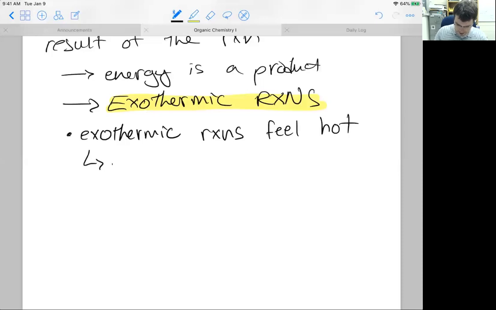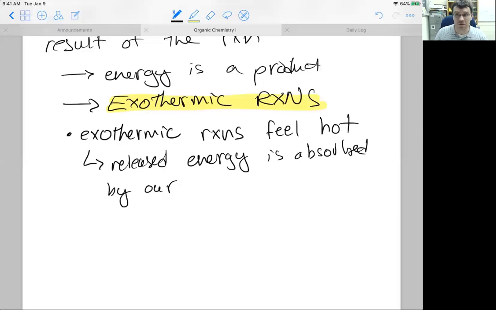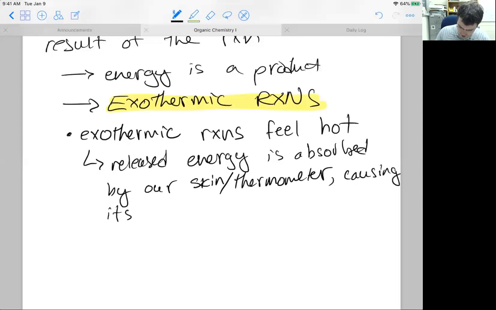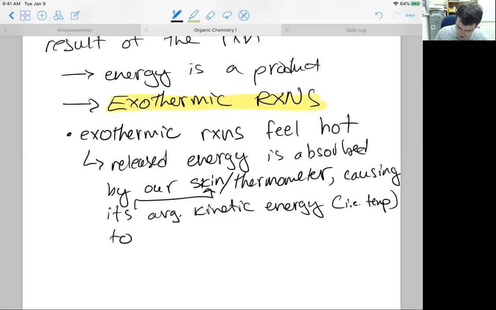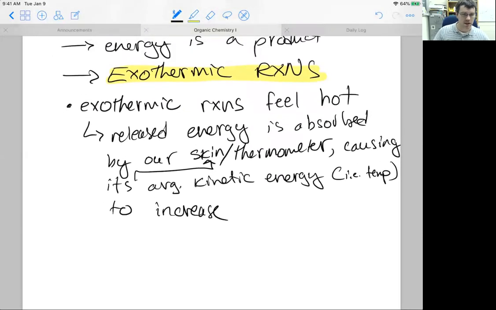The released energy is absorbed by our skin or some other sensor, hopefully a more sophisticated sensor like a thermometer. But anyway, it is absorbed by our skin. I should include thermometer here. Causing its, just to clarify what I'm talking about when I say its, the skin or thermometer, its average kinetic energy, tie it all together, i.e. temperature, to increase. So the temperature increases as the potential energy is released from the system and it hits our hands or other sort of temperature, kinetic energy detecting device.